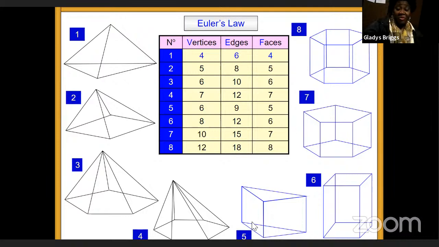Is it number 5? Oh, I'm going the other way around. It's number 5 here. Yeah. So let's have a look at what Euler is trying to bring to us.